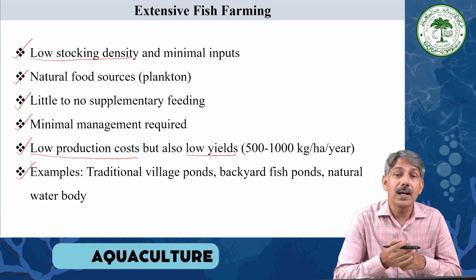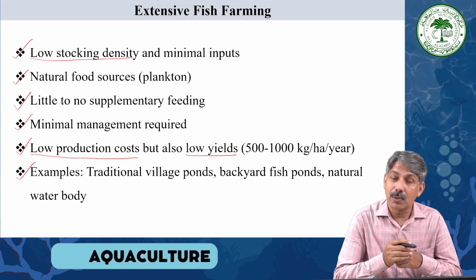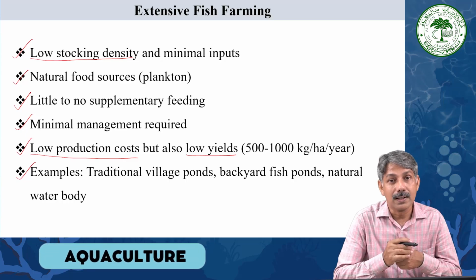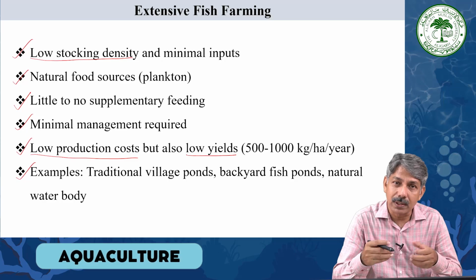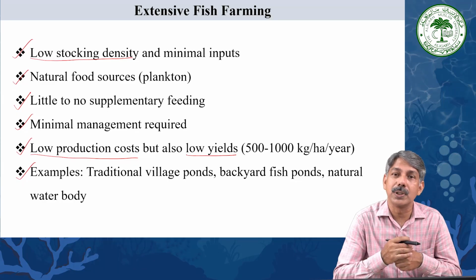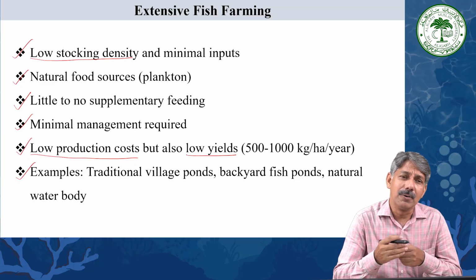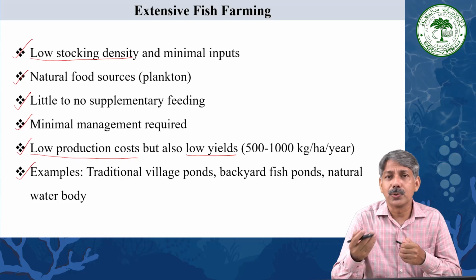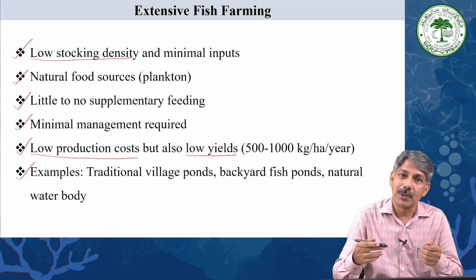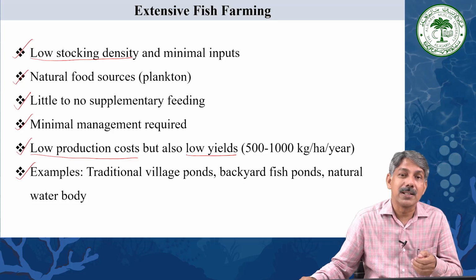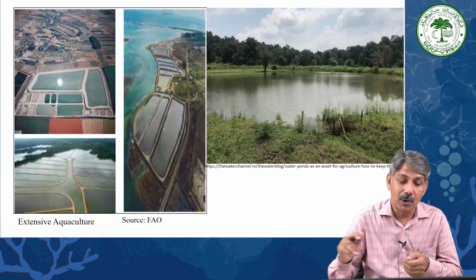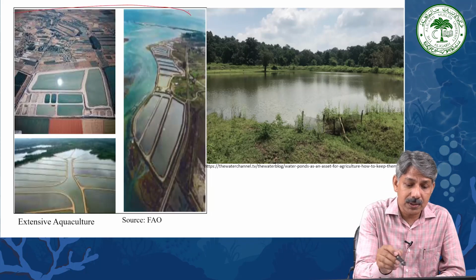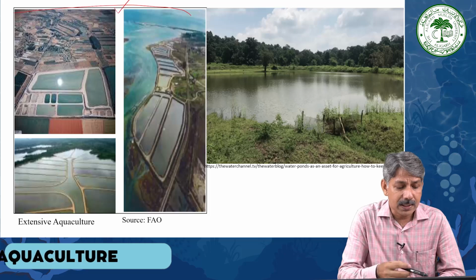No, there are many large natural water bodies which, if not utilized, are there maybe for storing fresh water or for many other purposes. Whether fresh water or brackish water, you can utilize those ponds for extensive fish farming, because here not much management effort is involved. So this picture was taken from FAO, extensive aquaculture system.